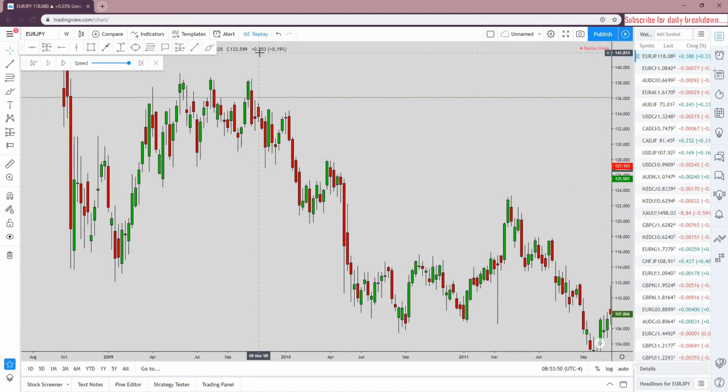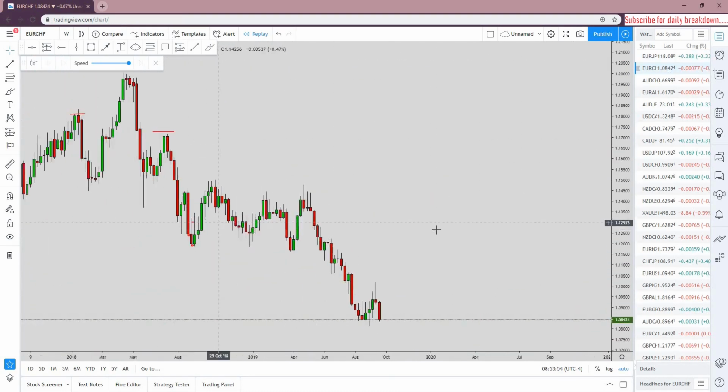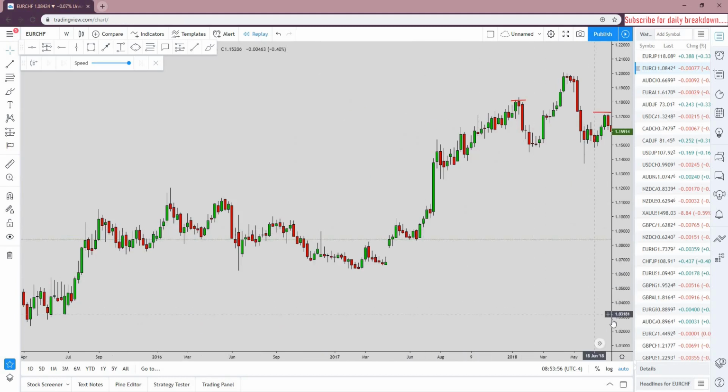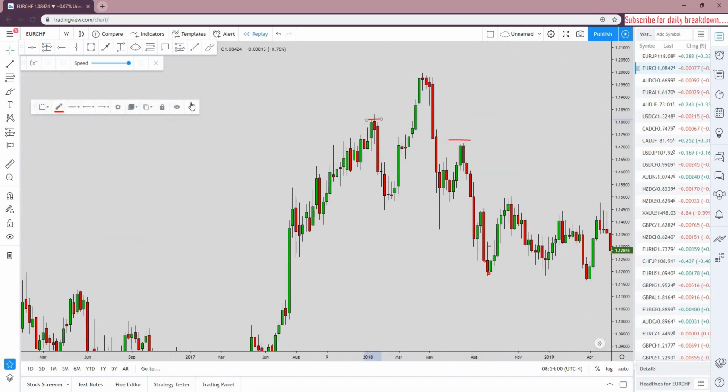Here you have very different price action. Let's see if we can get something a little bit clear. Okay, this will be the last example for these patterns, and we will move to W and M formations.